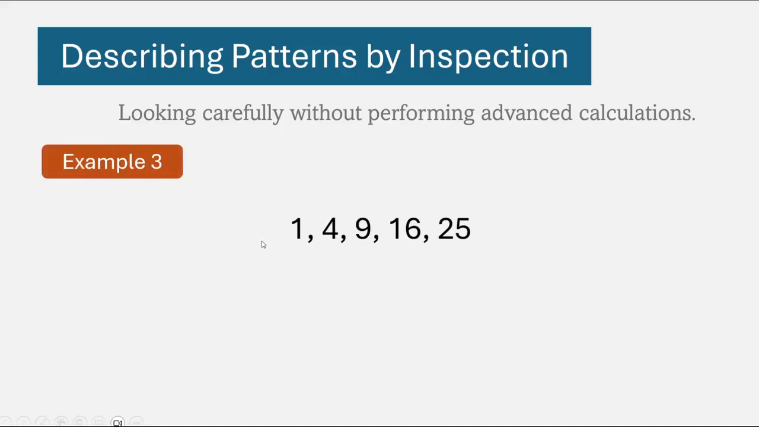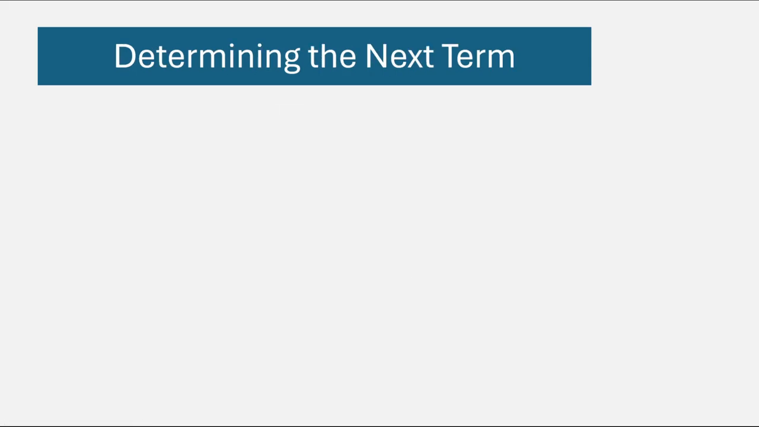Another example is this one. Can anybody guess the pattern here? Okay, so the pattern here is perfect squares. So you have 1 squared is 1, 2 times 2 is 4, 3 times 3 is 9, 4 times 4 is 16, and so on. So those are perfect squares.